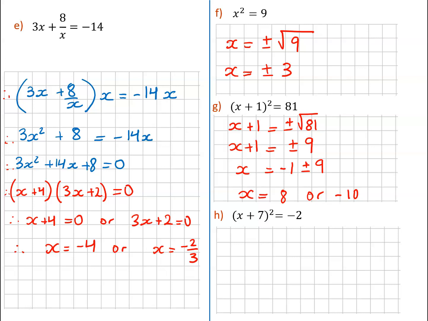Last one. X plus 7 all squared is equal to negative 2. Alright, let's give this a go. Look at this now. X plus 7 is equal to, how do I move that square again? Plus or minus square root of negative 2. And now we have a problem.